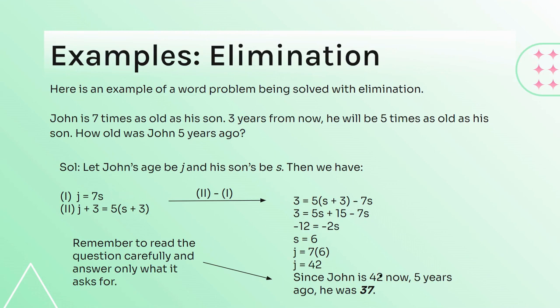And since John is 42 now, what is the question asking? How old was John 5 years ago, right? So read the question carefully. He's 42 now, so 5 years ago he would have been 37.